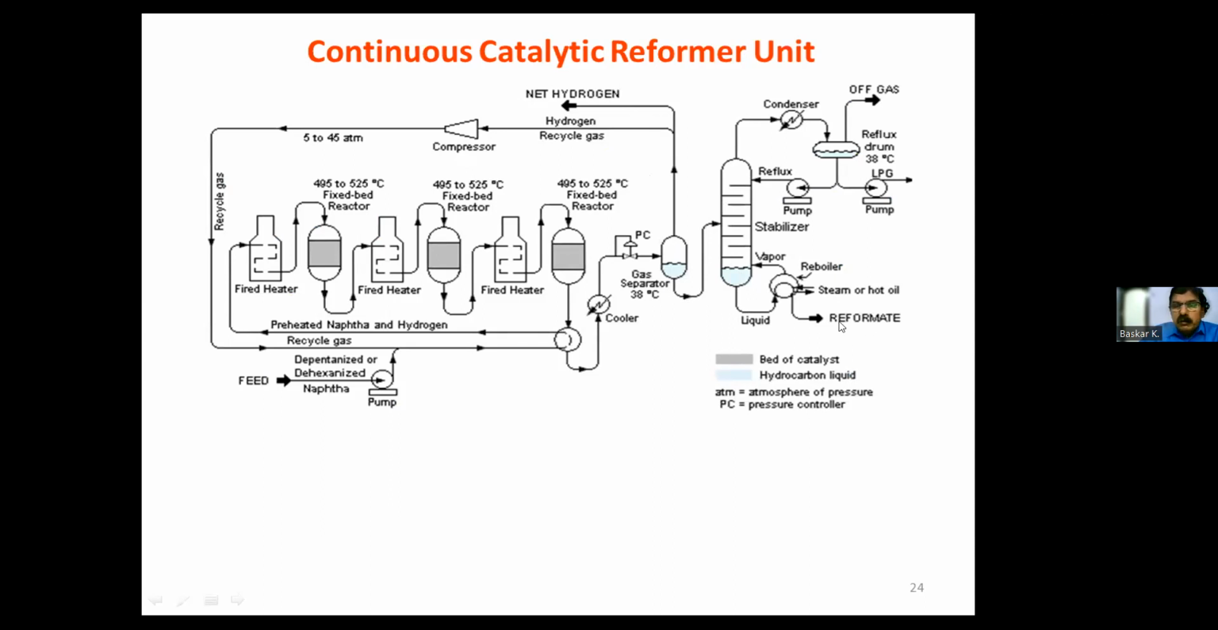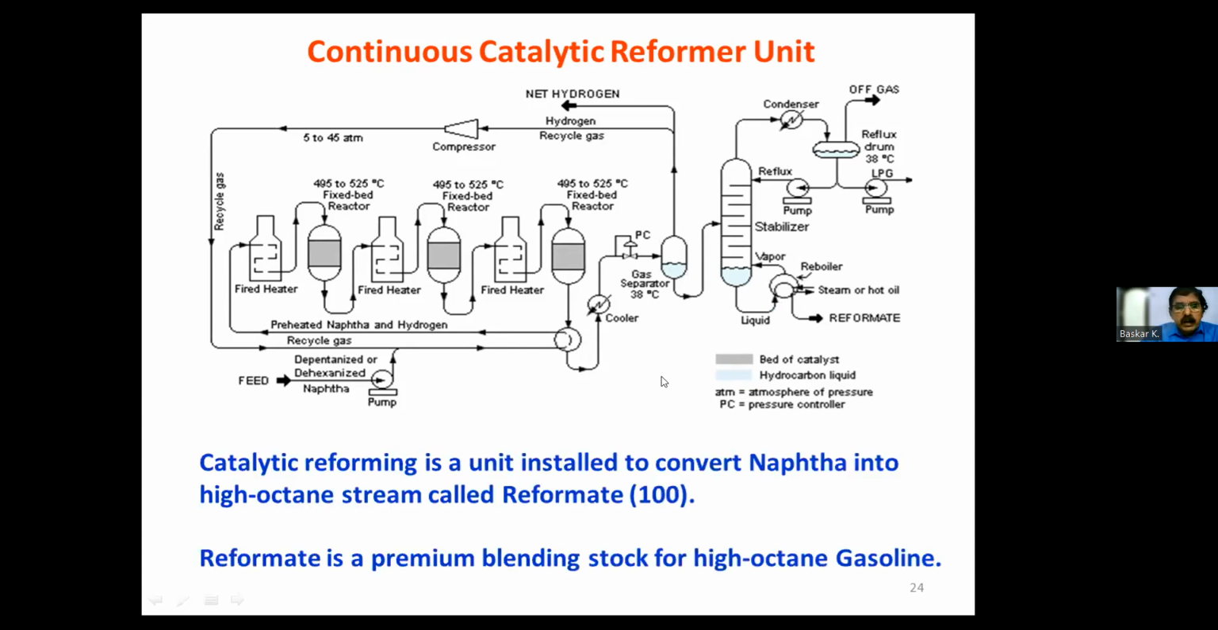You can see at the end that the reformate octane is 100. The feed octane is 80, 70 to 60, and the reformate octane is 100. Okay, now, the catalytic reforming unit is a unit installed to convert naphtha into high octane product called reformate. Reformate is a blending product for making high octane gasoline.